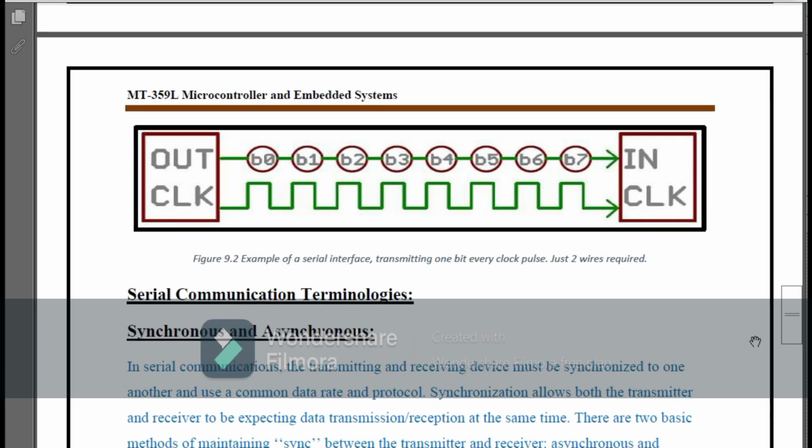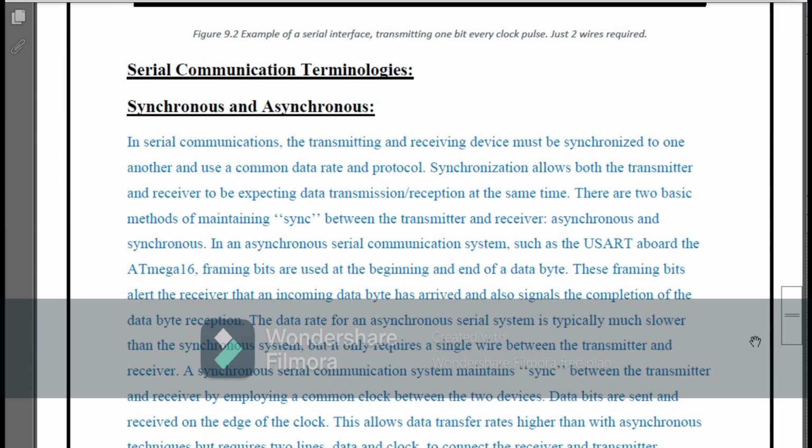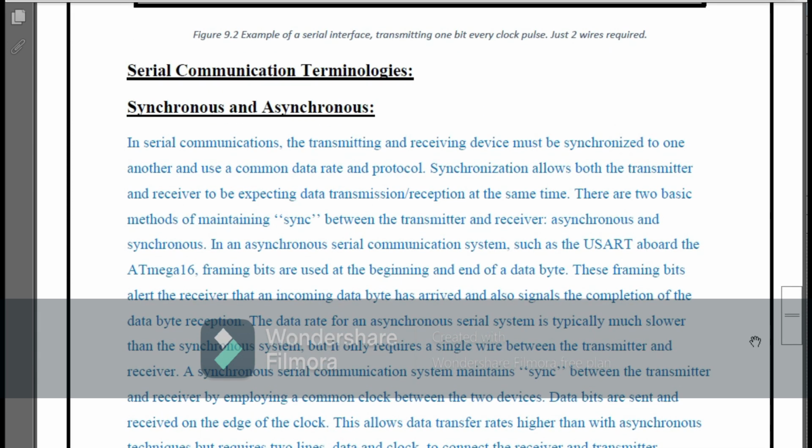Here you can see that this is serial communication. Serial communication waits until the previous output is successfully transferred, and then the next will be transferred. In serial communication technologies, we have two types, synchronous and asynchronous.